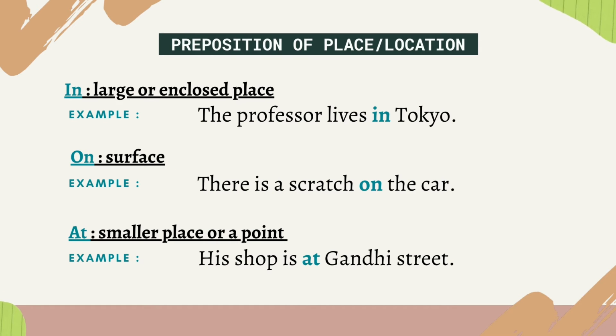The preposition of place in shows a large or enclosed place. Look at the example. The professor lives in Tokyo. That means inside Tokyo city. Next comes on. On shows surface of a thing. Look at the example. There is a scratch on the car. That means on the surface of a car. And the third comes at. At shows a smaller place or a point. Look at the example. His shop is at Gandhi Street. That means a smaller place, Gandhi Street.